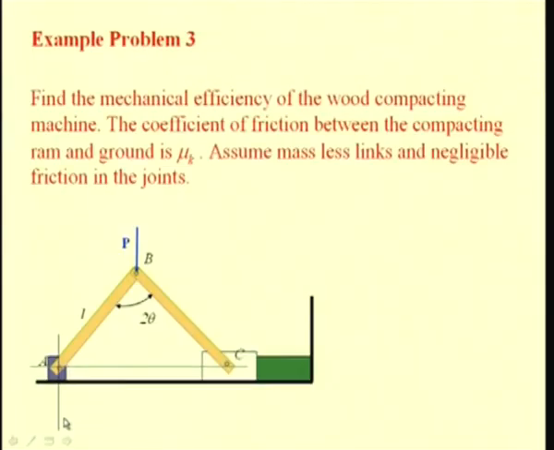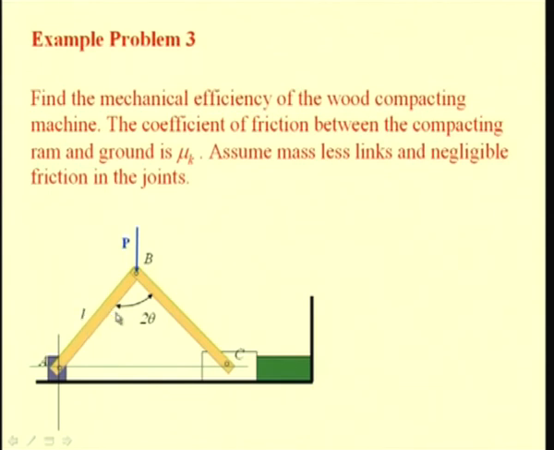Let us take another example. Here, this picture shows a wood compacting machine. The problem could also be that of a machine which is used to crush rocks, where there is a ram which is connected by this rod BC, known as the connecting rod, to this crank, which is this link AB.